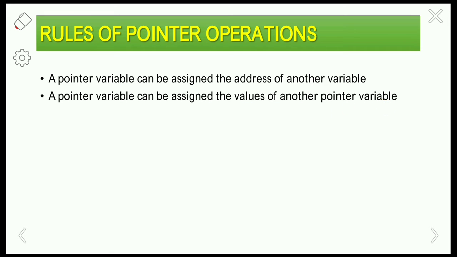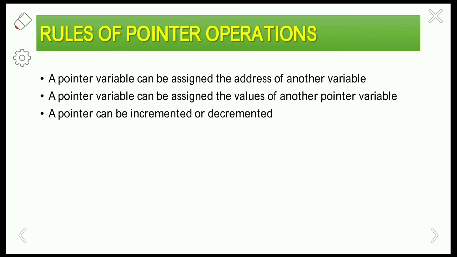A pointer variable can be assigned the value of another pointer variable. This is called a chain of pointers. Already a pointer is pointing to some address, and we can point another pointer to that pointer, right? So we can assign the address of another pointer variable here. That means it will form a chain of pointer variables, right? That is the address of the address operator.